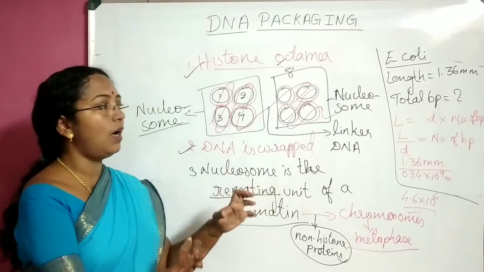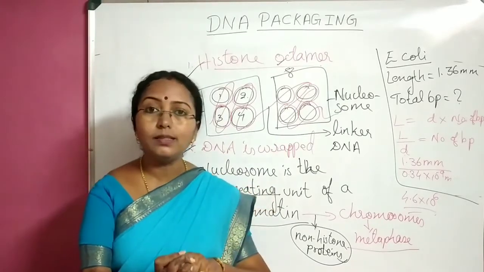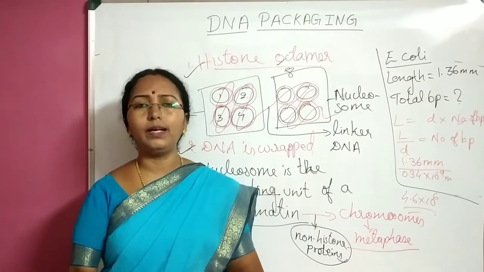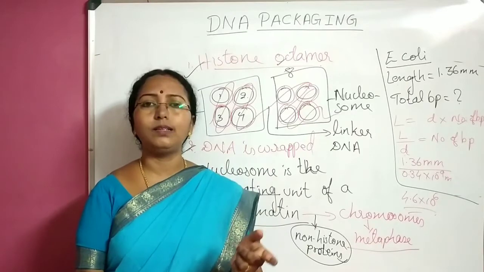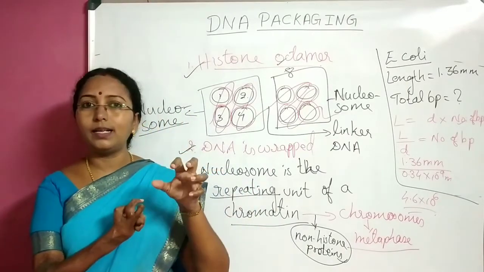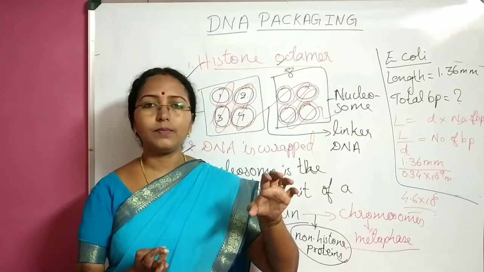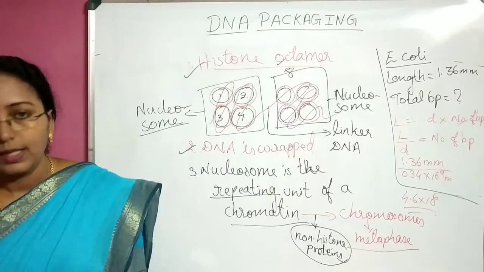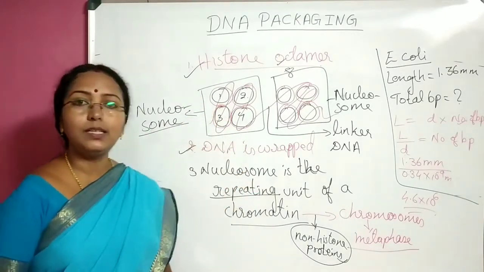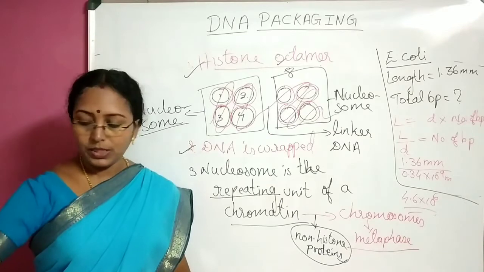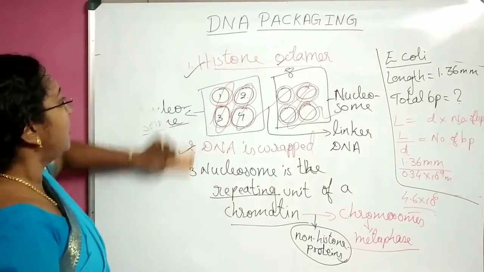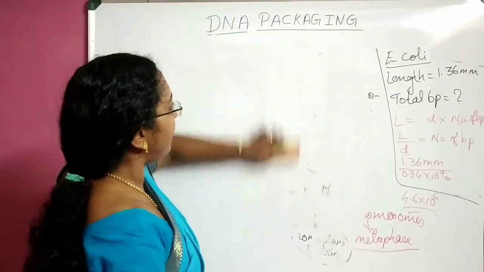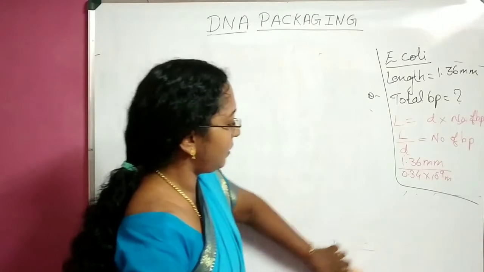So this is how things are packaged inside the nucleus of a eukaryotic cell. Now what about a prokaryotic cell? It doesn't have a nucleus, but the DNA is kept inside a particular area. You call that area a nucleoid. Let's see that also. So this is DNA packaging in eukaryotes, those cells which have a nucleus of their own. But what if the cells don't have a nucleus? How is DNA packaged inside a prokaryotic cell?